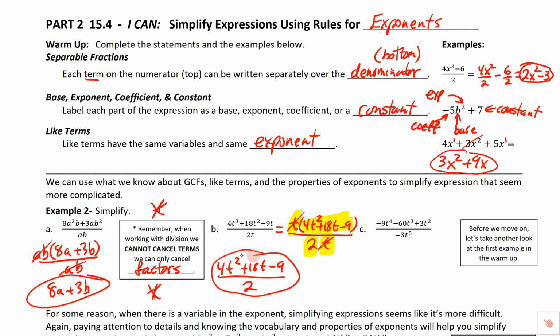Now I'm going to go ahead and circle that, and again I'll just point out, we're really tempted to look at this and say, gosh, can't I cancel the 4 with the 2? You can't, because this 4 is part of a term and that 2 is a factor. So you can't cancel a term with a factor. You can only cancel factors.